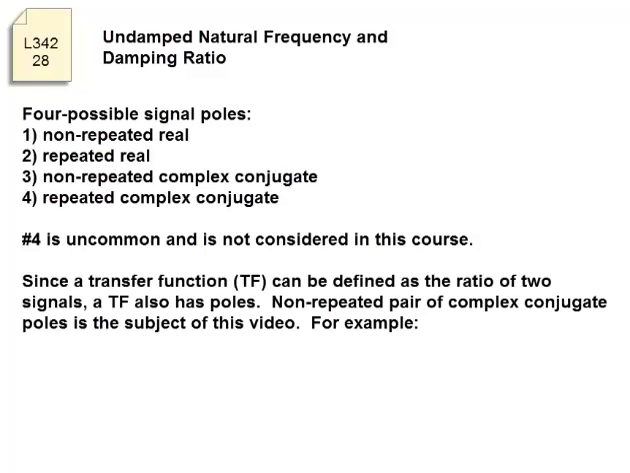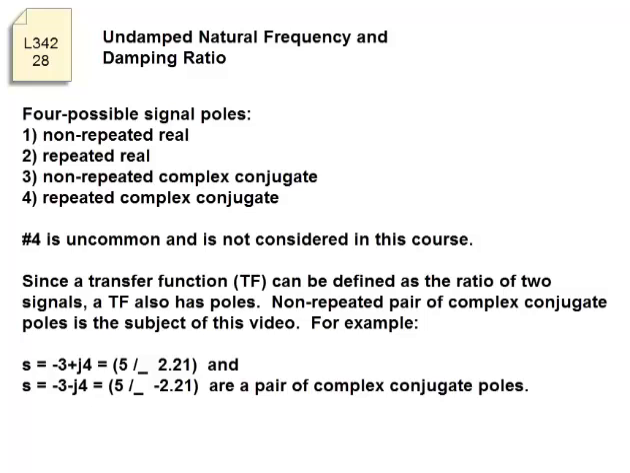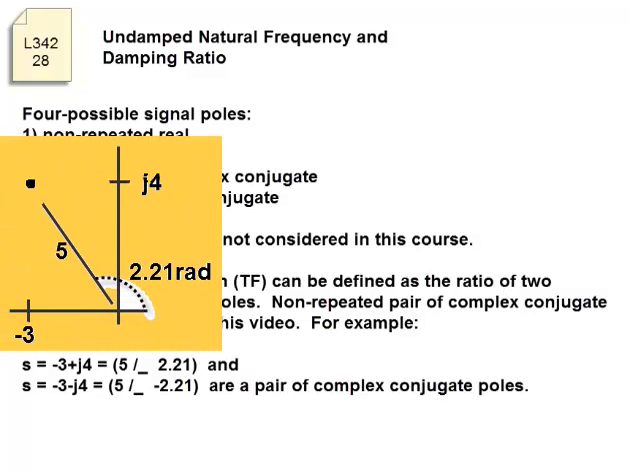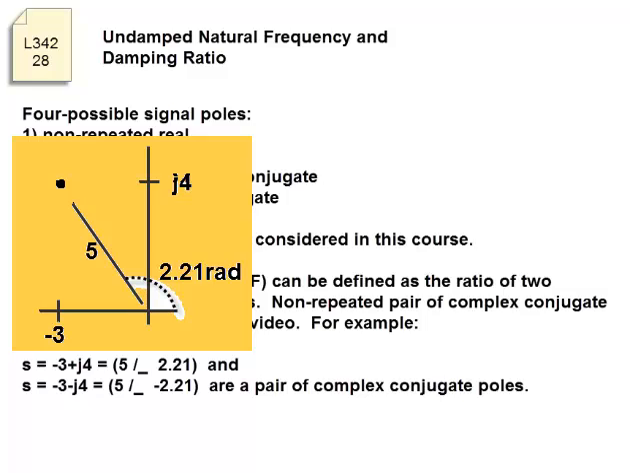Since a transfer function can be defined as the ratio of two signals, a transfer function also has poles. Non-repeated pair of complex conjugate poles is the subject of this video. For example, the pole s is -3 plus j4, the same as 5 at an angle of 2.21. That's one of the complex pair of conjugate poles. The other is -3 minus j4. So there's a pair of complex conjugate poles.